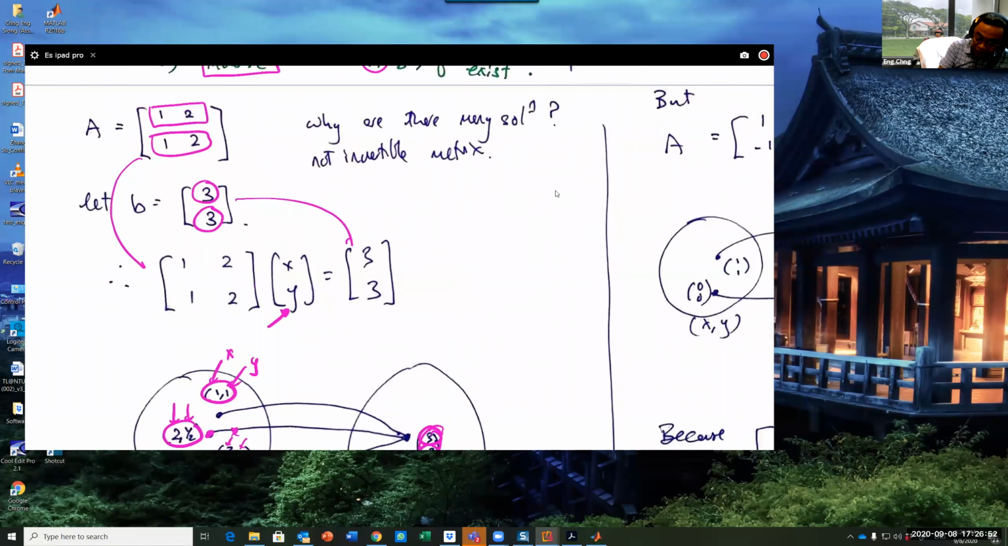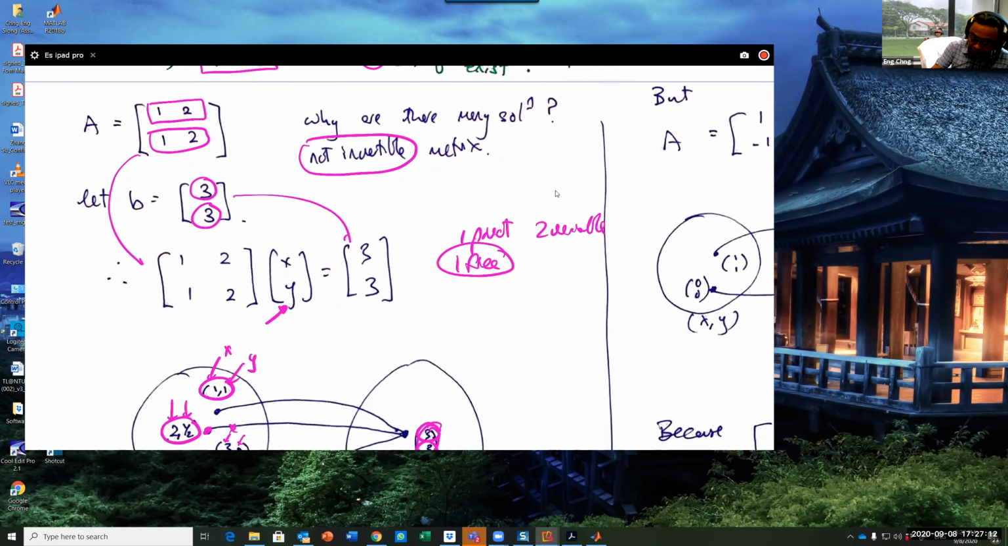And the reason is that after row reduction, there is only one pivot for two variables, or you should say there's one free variable. This free variable causes infinite solutions. Okay? All right. And once you have this, then of course you can see that the matrix A is not invertible.